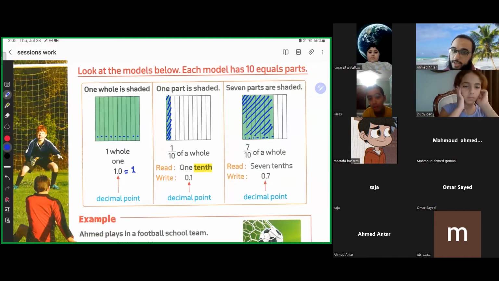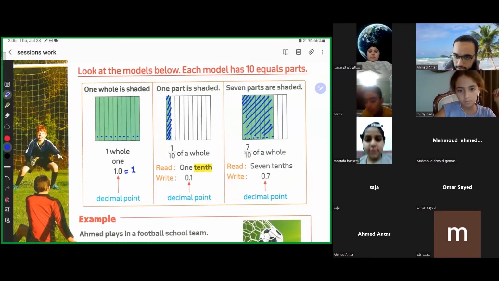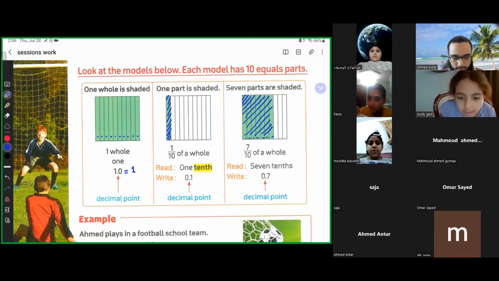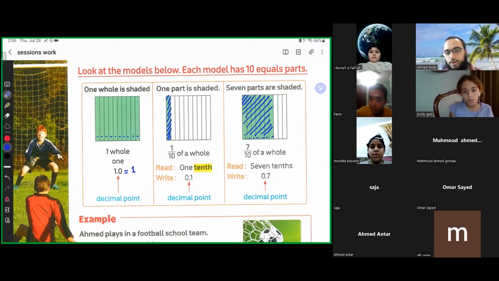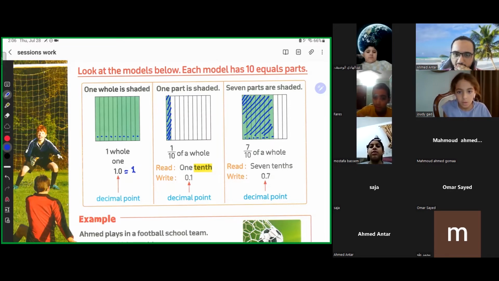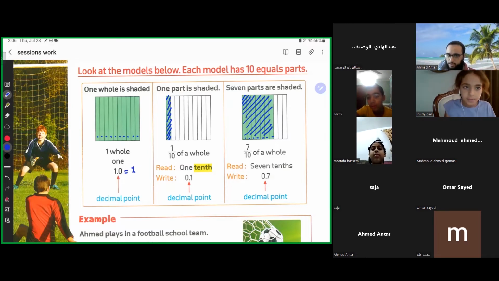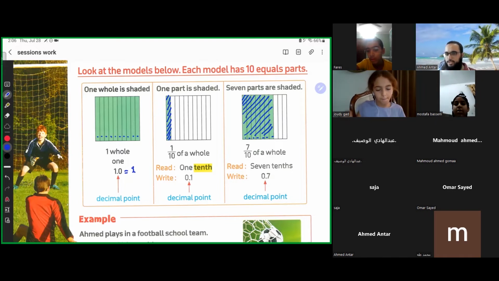So Judy Jad, can you tell me, if we took 8 parts of the whole, how can we read it? 8 parts. How can we read it? 8/10. Yes, very excellent. Or also 0.8. Yes, 0.8. Both are correct. Very excellent, Dr. Judy Jad.